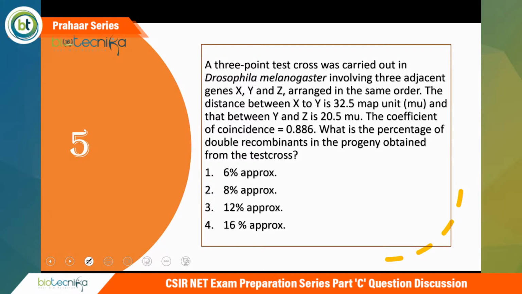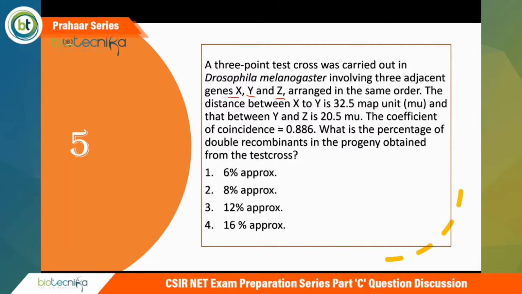A 3-point test cross was carried out in Drosophila melanogaster involving 3 adjacent genes, X, Y, and Z, arranged in the same order. So the order is given to you. Not only the order, the distances between the genes are also given to you. X and Y is 32.5 map units, and that between Y and Z is 20.5 map units. The coefficient of coincidence is also given, which is equal to 0.886. What is the percentage of double recombinants in the progeny obtained from the test cross?